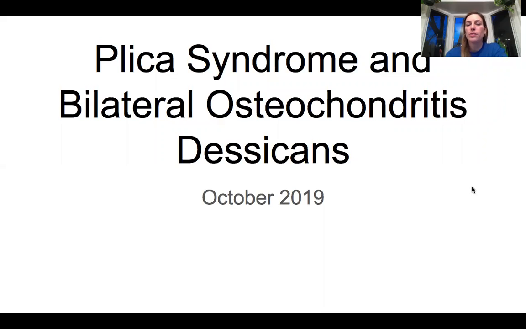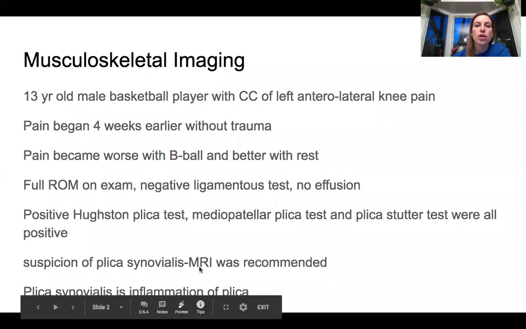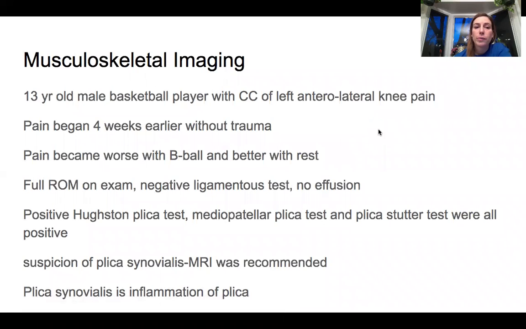The article I'm going to present is an imaging article on plica syndrome and bilateral osteochondritis dissecans from the October 2019 JOSPT journal. So this is a musculoskeletal imaging article. The patient is a 13-year-old male basketball player with chief complaint of left anterior lateral knee pain. The pain began 4 weeks earlier without trauma. It becomes worse with basketball, better with rest.